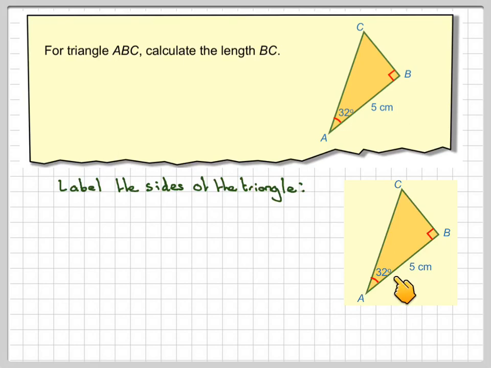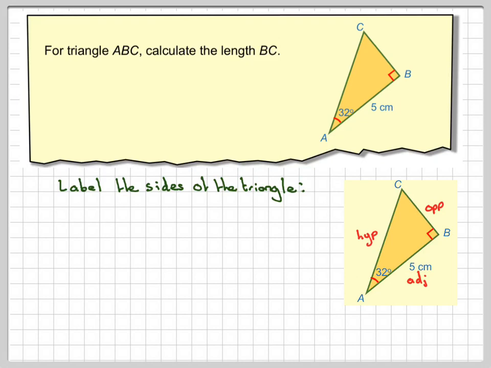Now this side here is next to the angle, so therefore that will be adjacent. This side here is opposite the angle, so this side will be opposite. And this is the longest side of the triangle, which is the hypotenuse.